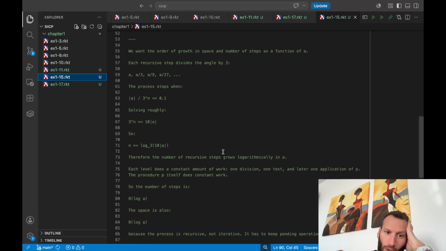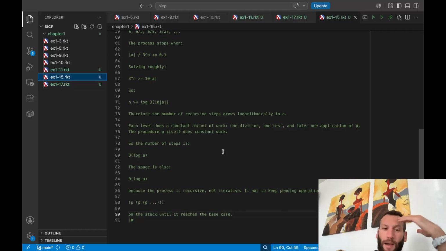And we also know that each level does a constant amount of work: one division, one test, and one application of P. So the procedure P itself does constant work, and so the number of steps grows logarithmically with A, and the same we can say for the space complexity.